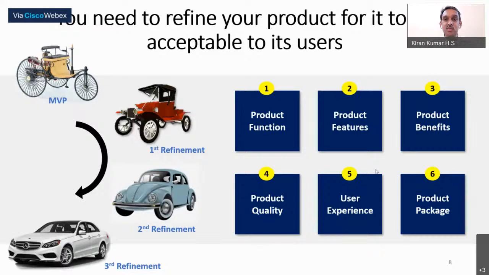As part of this bootcamp, we are going to look at six areas in which you can refine your product. One is you need to refine the functionality of your product itself. Call it product function. The second thing is features. And the third is benefits. Features and benefits are what the customers really want and are interested in. They may not necessarily understand how the product really works underneath the package or the box that you offer them, or the software or the app. How it works internally, customers don't care, but they care about the features and the benefits that they are going to get out of it.